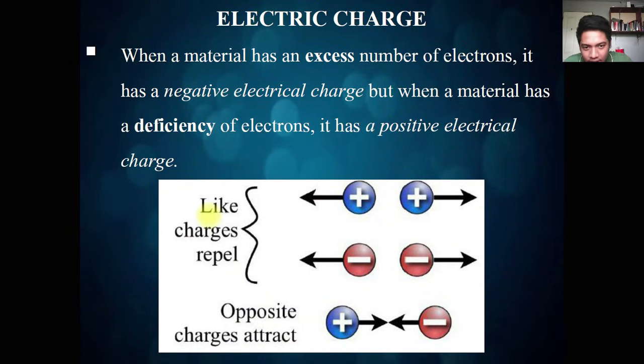So anyway, electric charge again: when a material has an excess number of electrons, it has a net negative electrical charge. But when a material has a deficiency of electrons, meaning lacking electrons, it has a positive charge. And like charges, in our image here, repel each other. Positive, positive, repel; negative, negative, repel; and opposite charges attract each other.